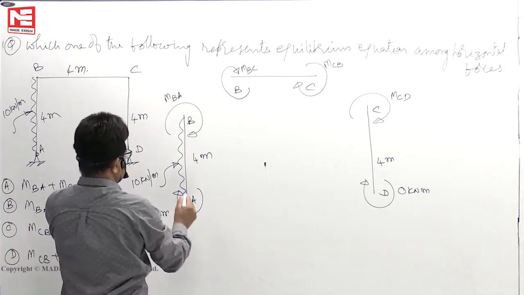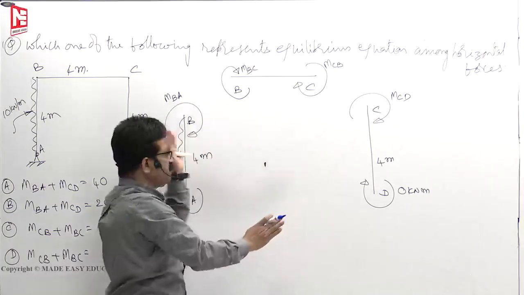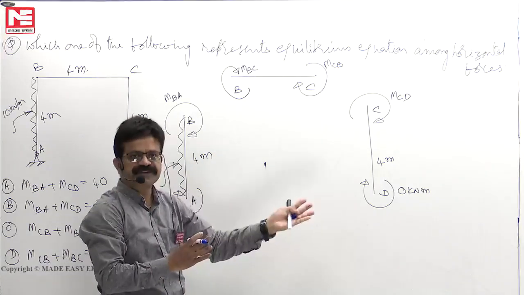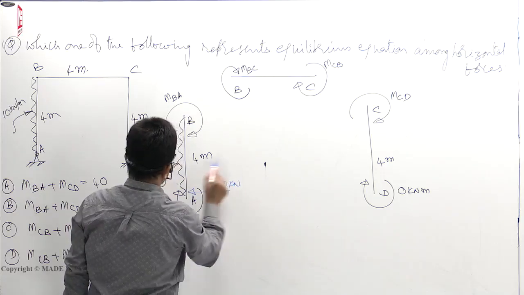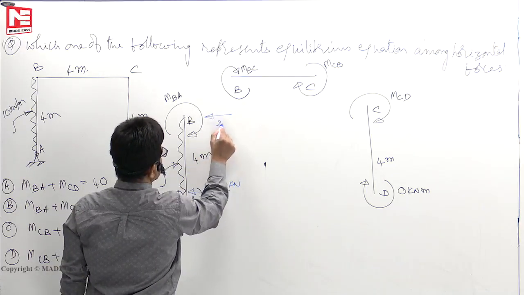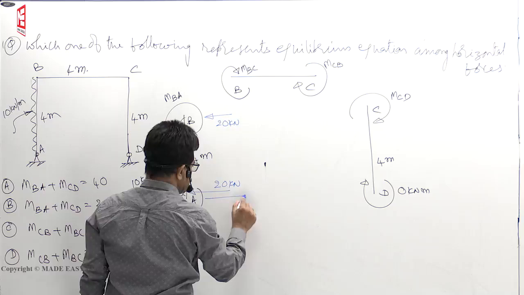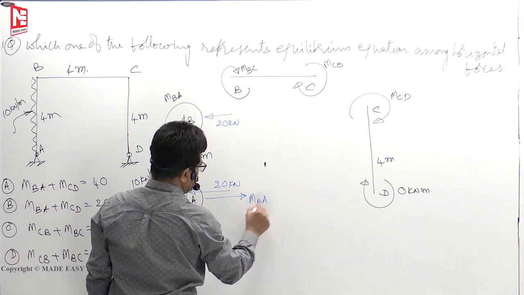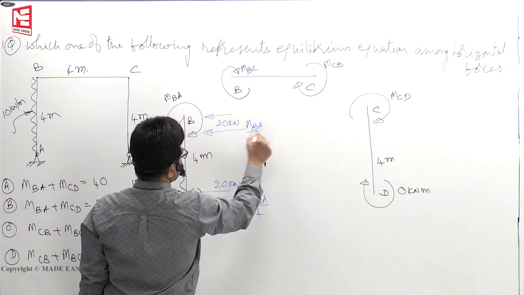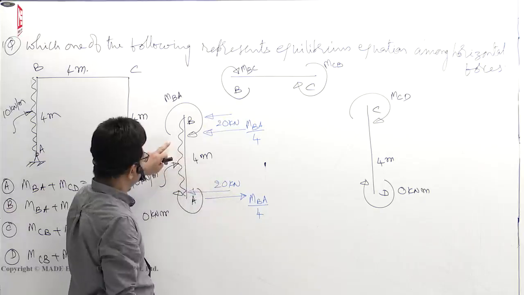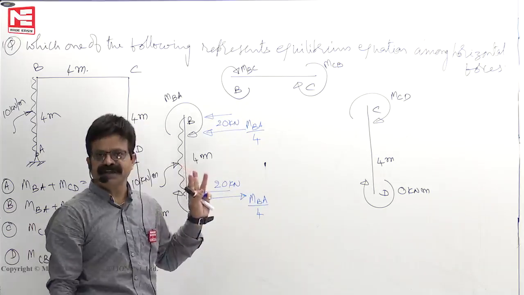Now, reactions let us see. Due to 10 into 4, 40 kilonewton is acting from left to right. How will it share? The reactions will be 20 here. Out of 40, 20 this fellow will take, 20 this fellow will take. Next, MBA clockwise, then anti-clockwise, MBA by 4, like this. This is also MBA by 4. So, principle of superposition: due to load what is the reaction, due to moment what is the reaction. Here it is 0, that's why only one term came.